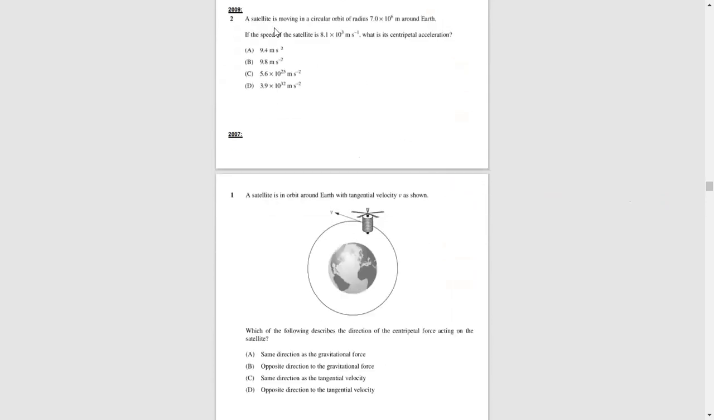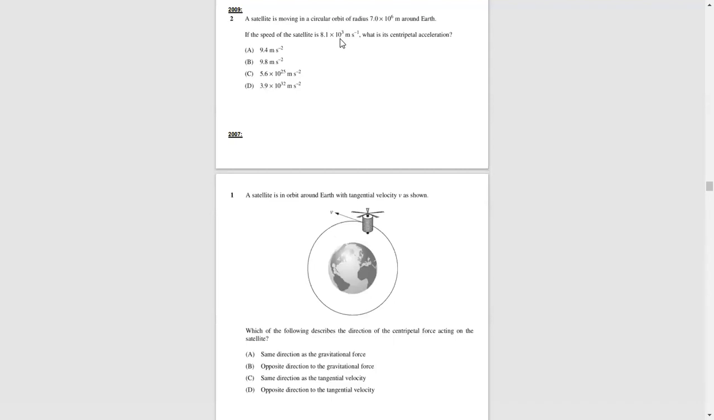Okay, so now we're getting into the sort of satellites, okay? So remember, with your satellites, you basically have your straightforward calculations. So you've got a satellite moving in a circular motion of radius r around Earth. Key point to note is that this is the radius of the orbit. If you're given the altitude, as you are often given, you're going to need to add the radius of Earth on top, okay? So the speed of the satellite is 8.1 times 10 to the 3 meters per second.